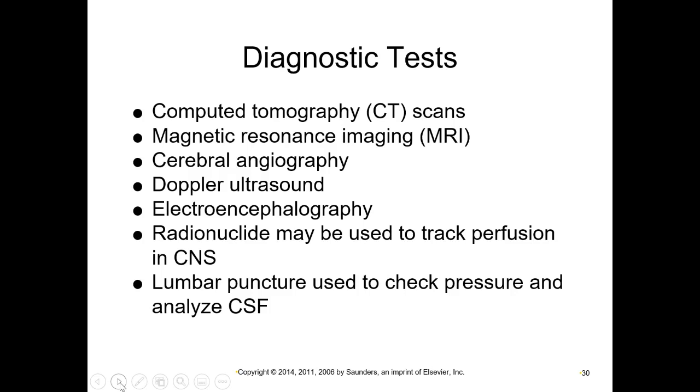What are the diagnostic tests? Computed tomography scans, MRIs, all the things that you probably have already known and studied. Radionuclides can be used to track perfusion. An LP, a lumbar puncture, can be used to check the cerebrospinal fluid and see what's there. Are there tumor cells there? Are there blood cells there? What's going on? And to check the pressure.